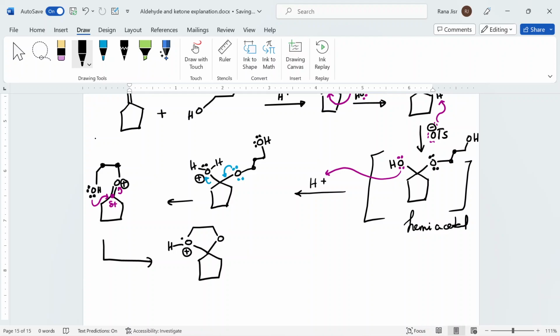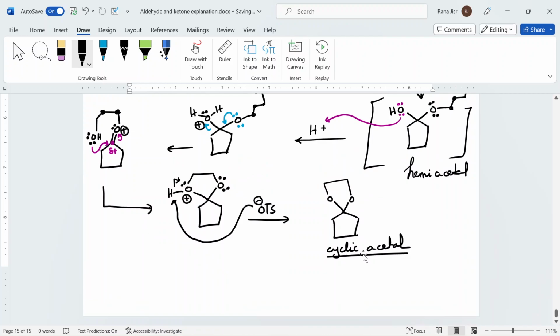This is the positive charge with the lone pair. This guy has two lone pairs. It already had one lone pair, and you added a second one. So now any base in the solution, which is the OTs negative, is going to come and it's going to take that hydrogen and add a lone pair, and you're going to end up getting your cyclic acetal formation. Glycol, this is a cyclic acetal.